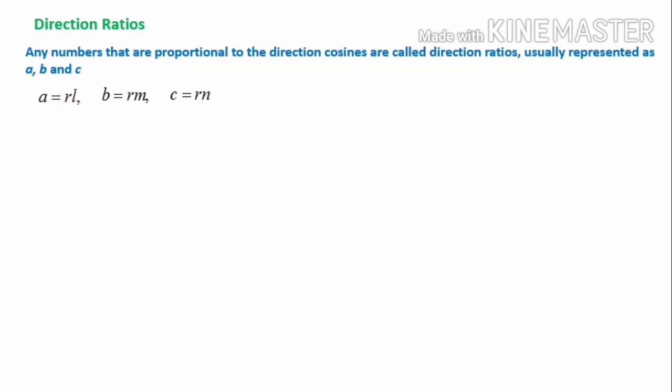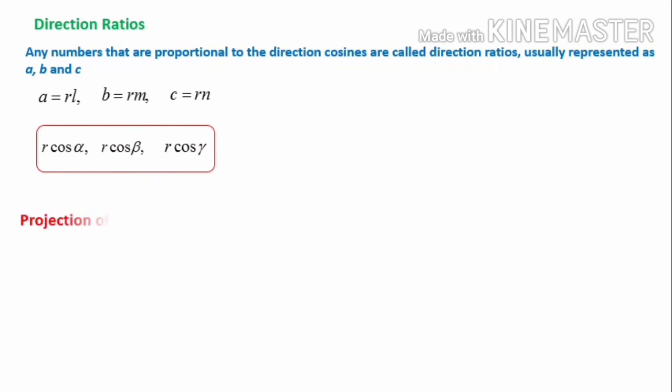We have already learned this one. That is R cos alpha, R cos beta and R cos gamma. Here L, we know, is a direction cosine. That is, L is cos alpha, M is cos beta, and N is cos gamma. So R cos alpha, R cos beta and R cos gamma are written.